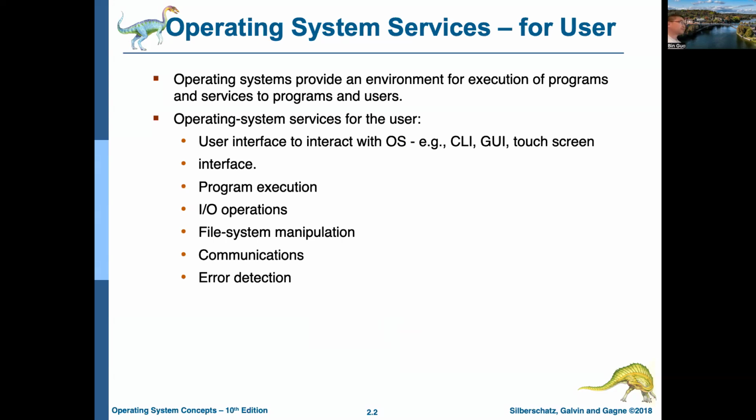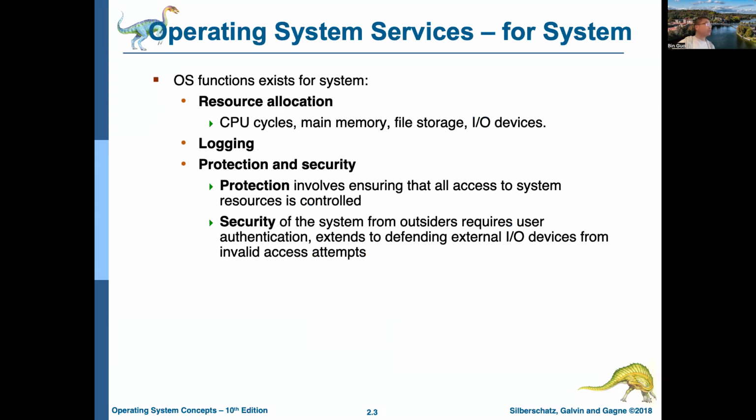We know from the last class that the operating system provides a user interface like a UI, program execution, I/O, file system, communication, and error handling. One of the important ones for the operating system is resource allocation, like CPU cycles. We have thousands of processes, but our laptop may only have 6 cores or 16 cores. Thousands of processes need CPU cycles, so the OS manages this resource, along with main memory, file storage, and I/O devices. Logging records the events that happened in the OS, and there is protection and security.